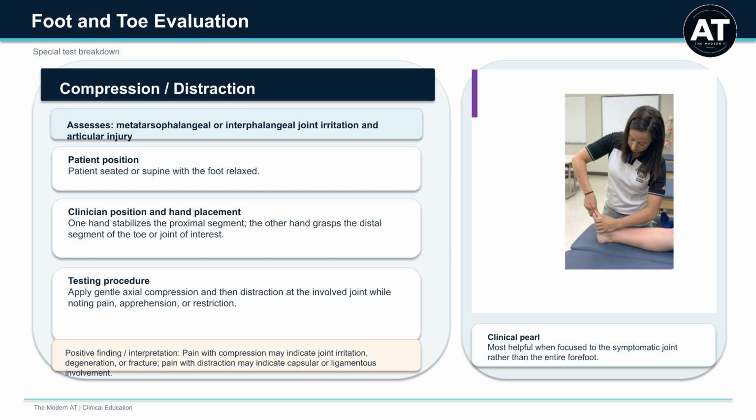Pain with compression may suggest joint irritation, degeneration, or possible fracture. Pain with distraction may suggest capsular or ligament involvement. Focus the test on the symptomatic joint, not the entire forefoot.